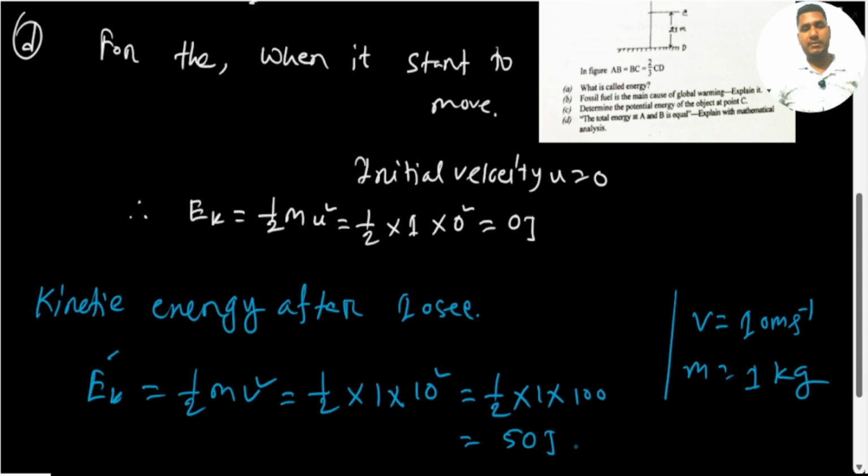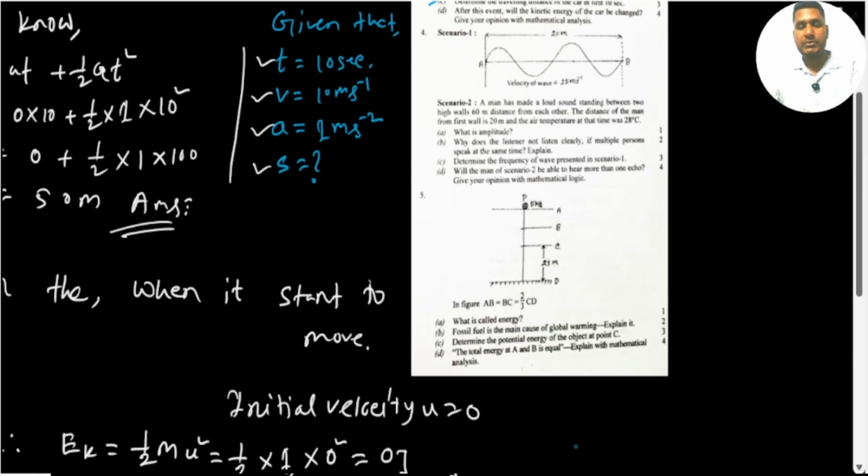So what is the change between the first one and the second one? When it started to move, the kinetic energy was only 0 joule, and after 10 seconds, the kinetic energy became 50 joule. So the kinetic energy changes from 0 to 50 joule. That will be the answer. You have to explain it in words. Okay, and this question is solved.